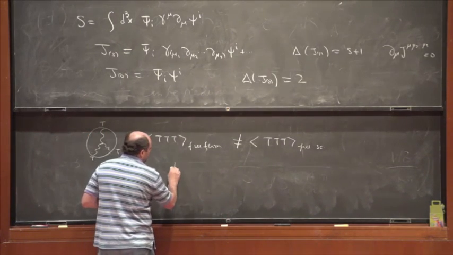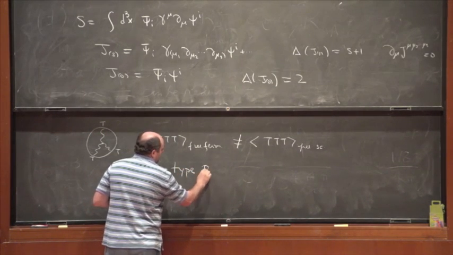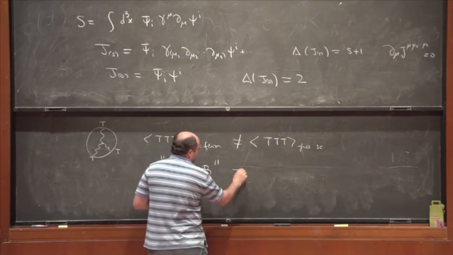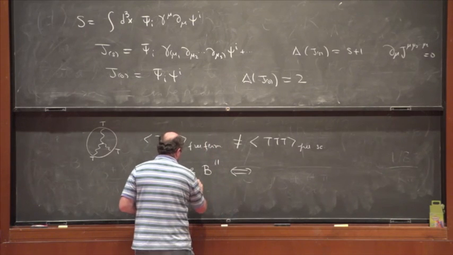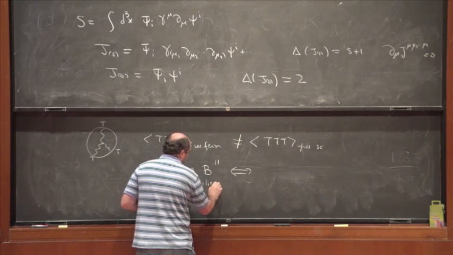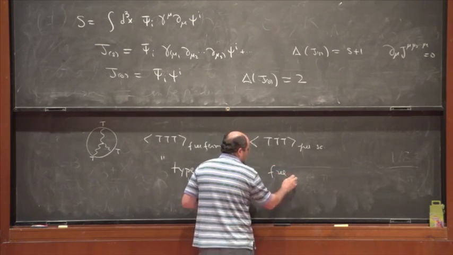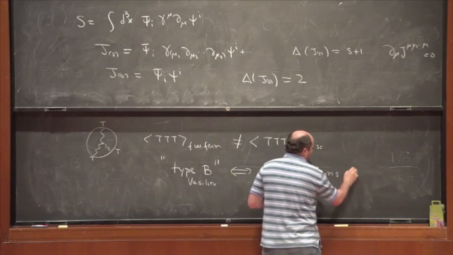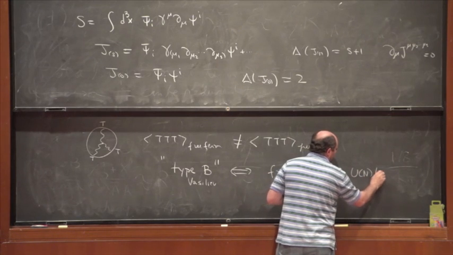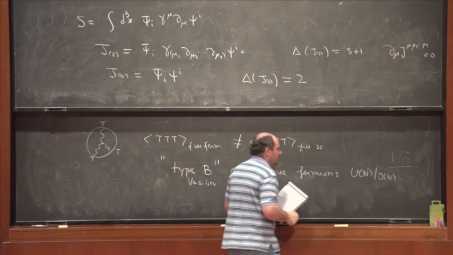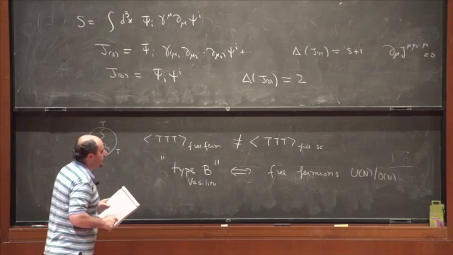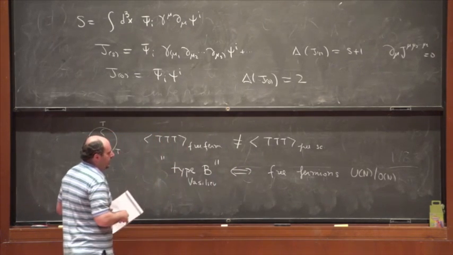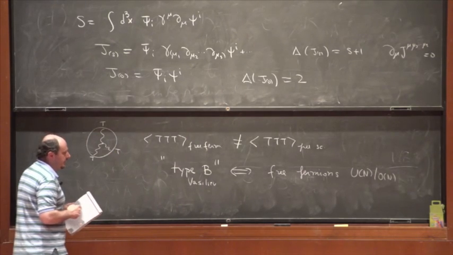So indeed, I will define later today what is this type B theory. This is supposed to be dual to type B Vasiliev theory, dual to free fermions, U(N) or O(N), depending on whether you consider Dirac or Majorana fermions. And the one I discussed yesterday is the type A, dual to free or critical scalars.